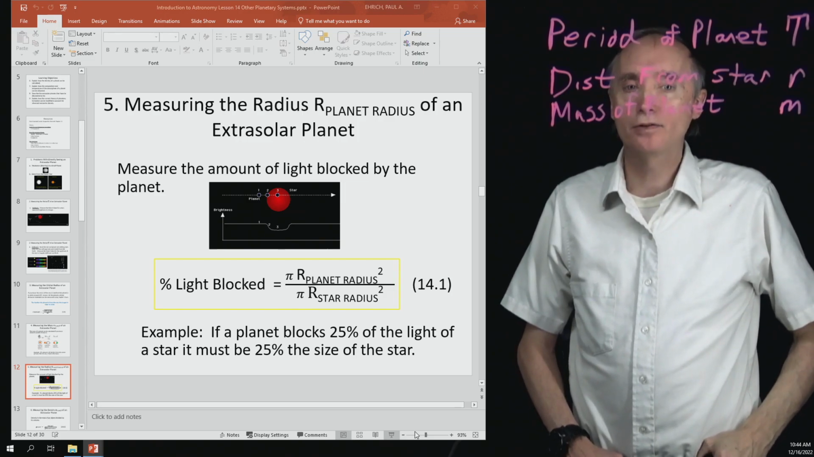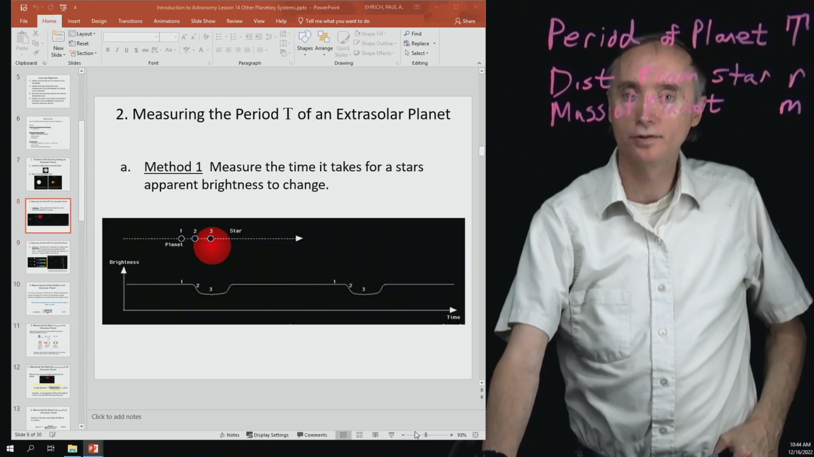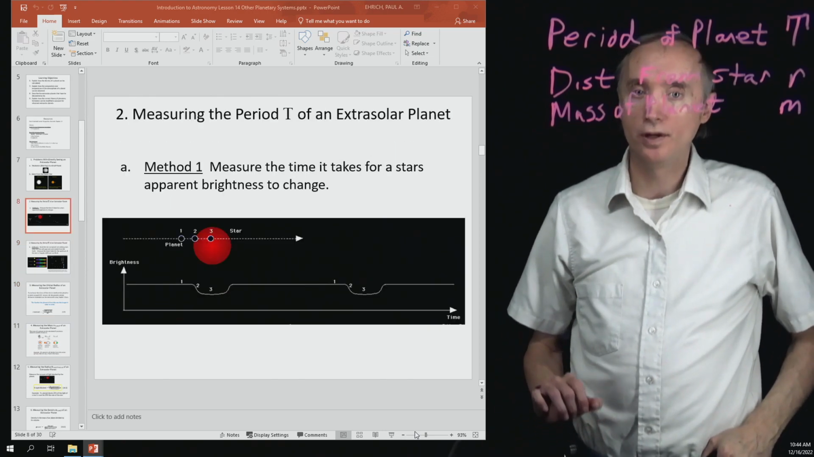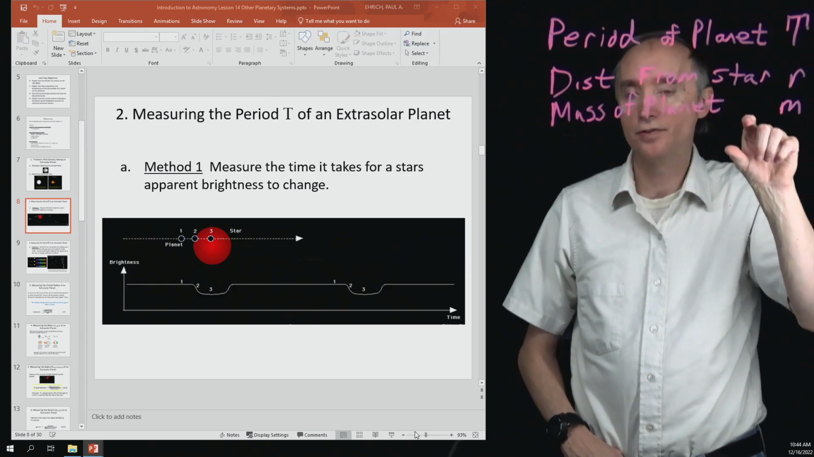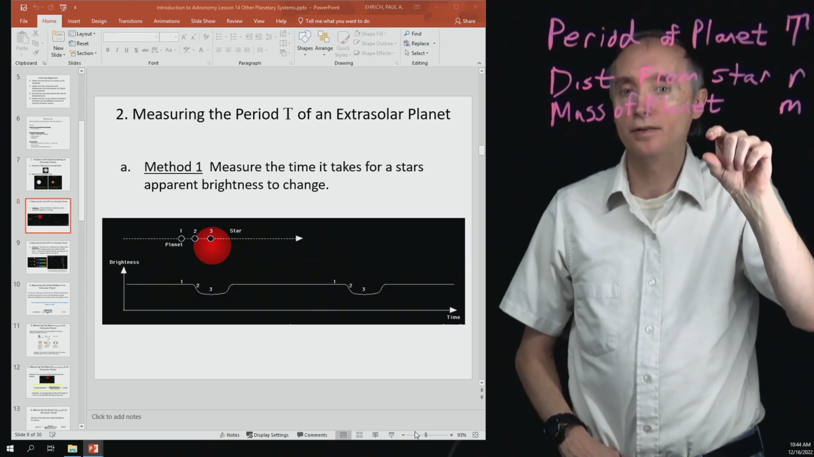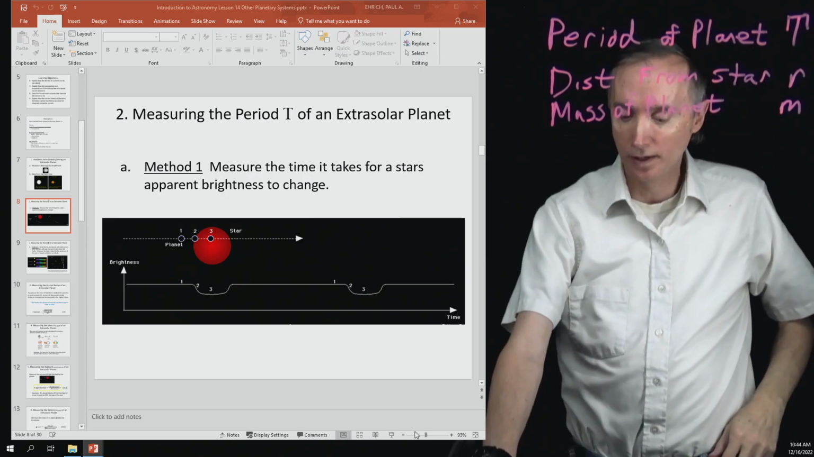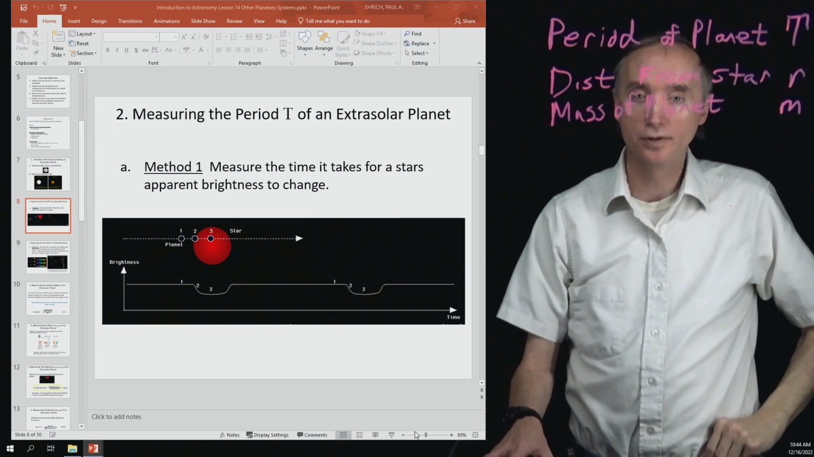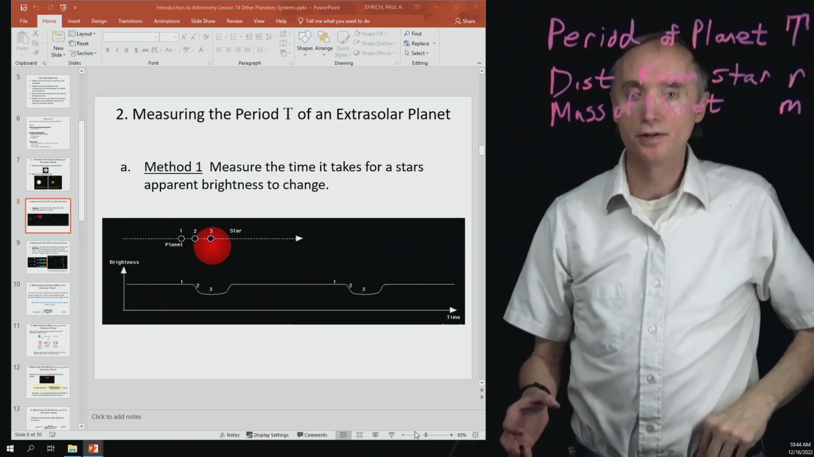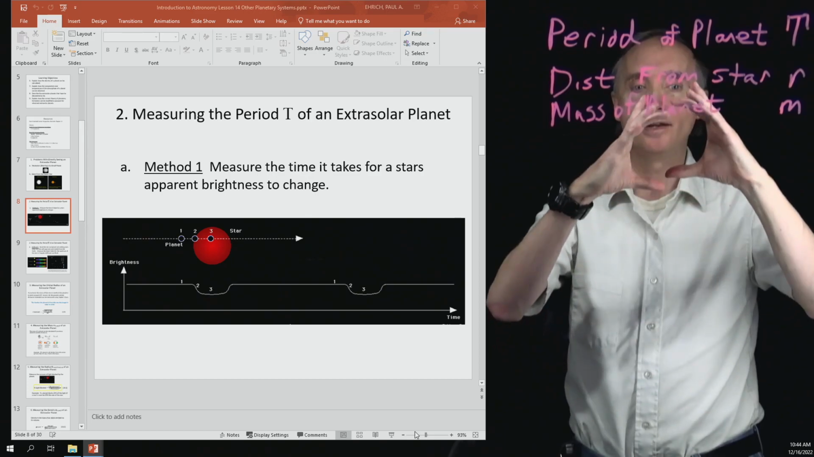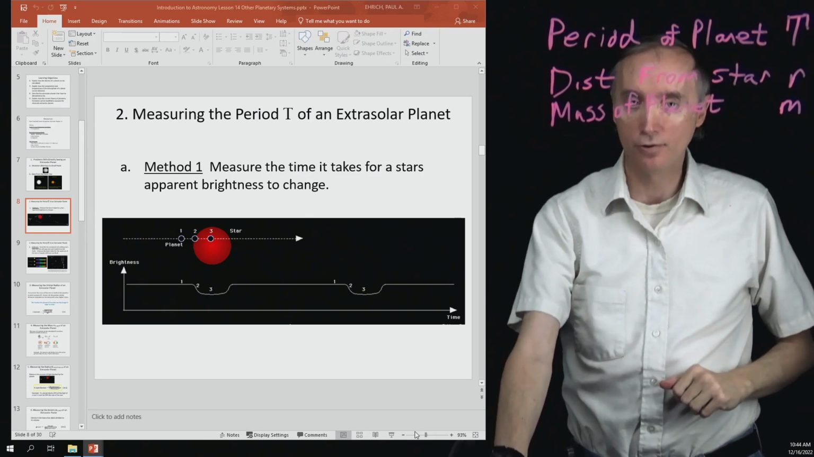And we're going to go back to that previous technique that we learned here. So whenever a planet goes in front of its star, it's going to make the brightness of that star go down. Now the amount that it's going to go down is going to be related to the size of the planet. So the bigger that the planet is, the more light it's going to be able to block out.